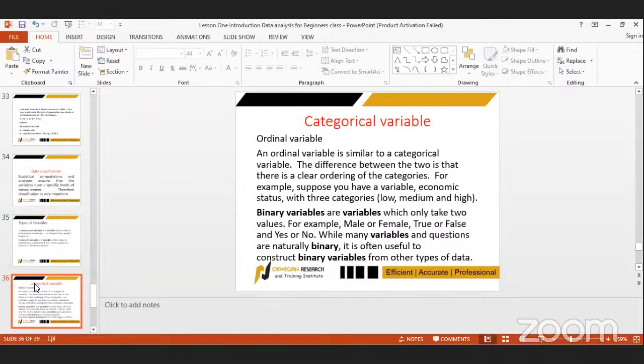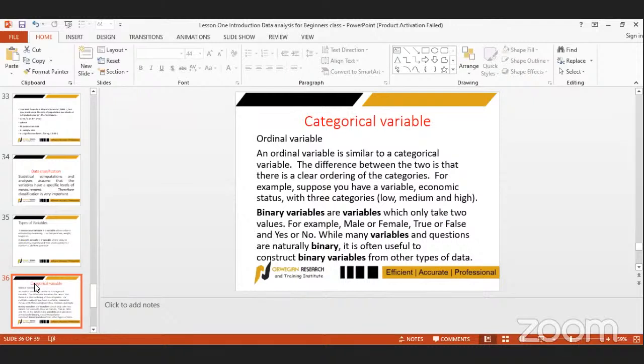Then number 2 is the binary, a variable which only takes 2 values. For example, male and female, true or false, yes or no, positive or negative. These we are calling binary. Now, when a response is binary, which is very common, especially in health sciences and biostatistics, we normally model what we call binary responses. So we will move into analysis that supports binary responses.